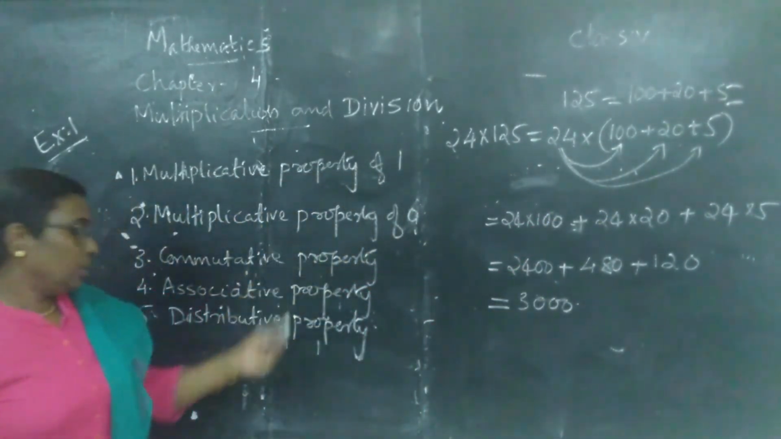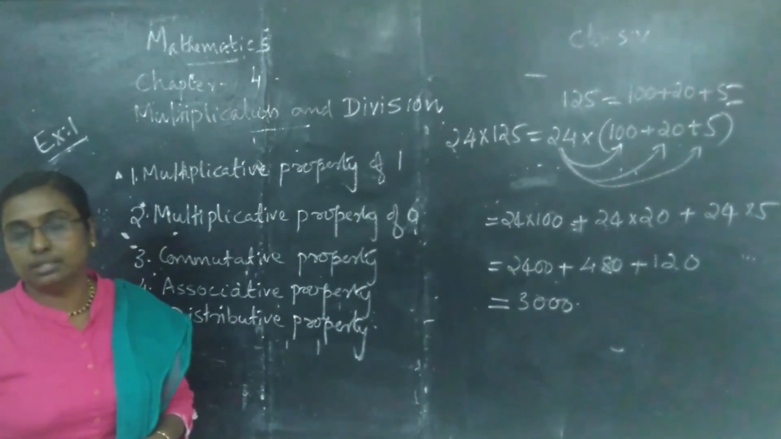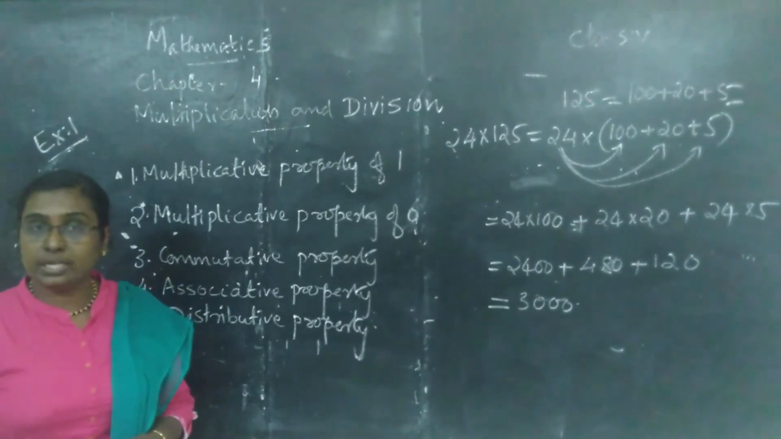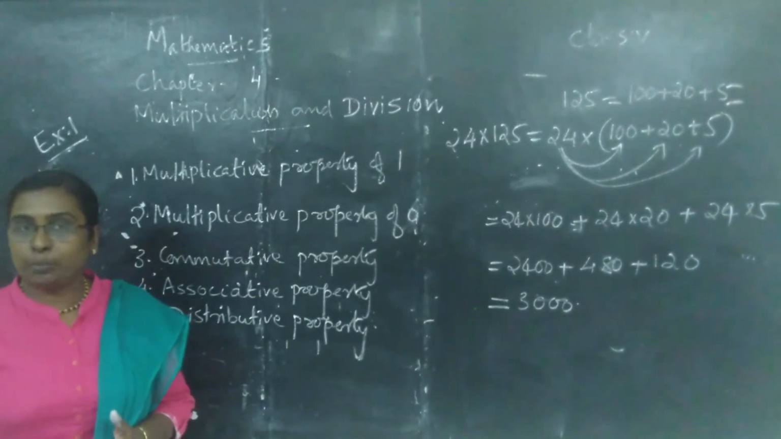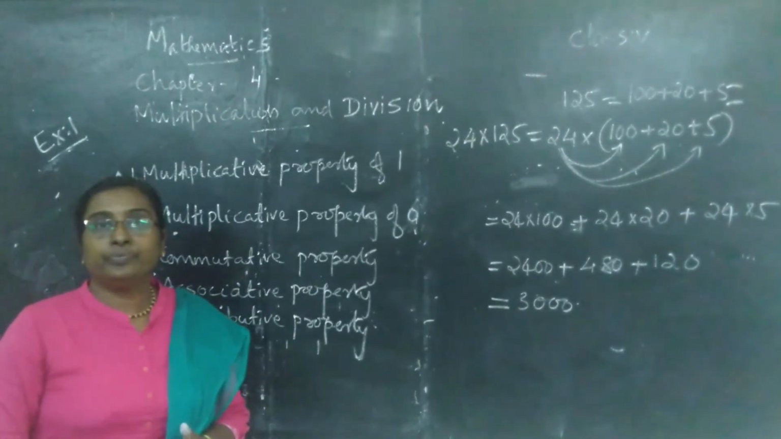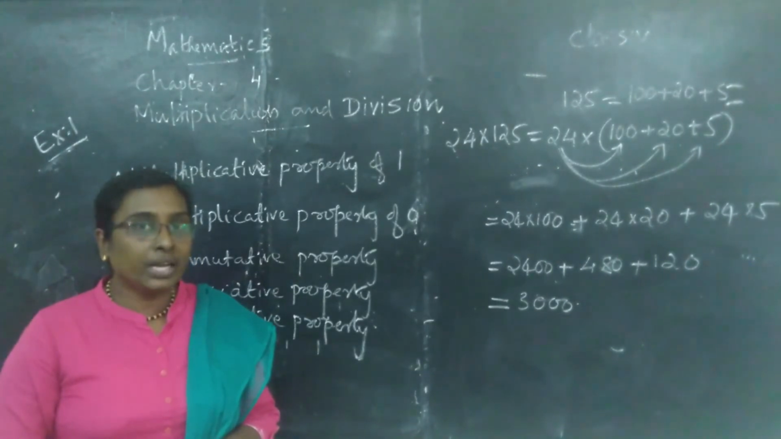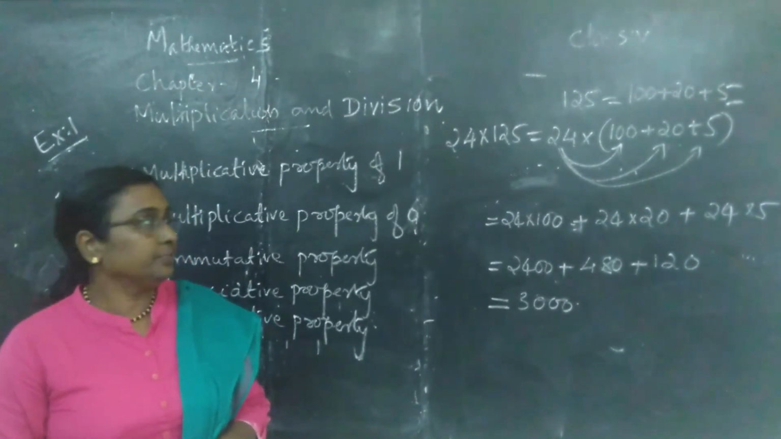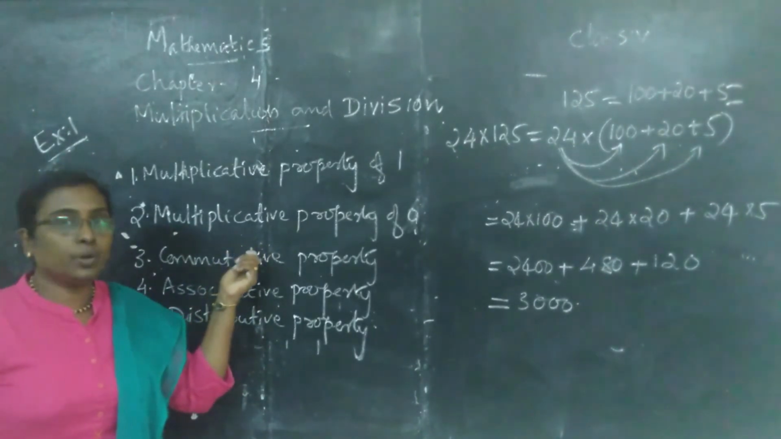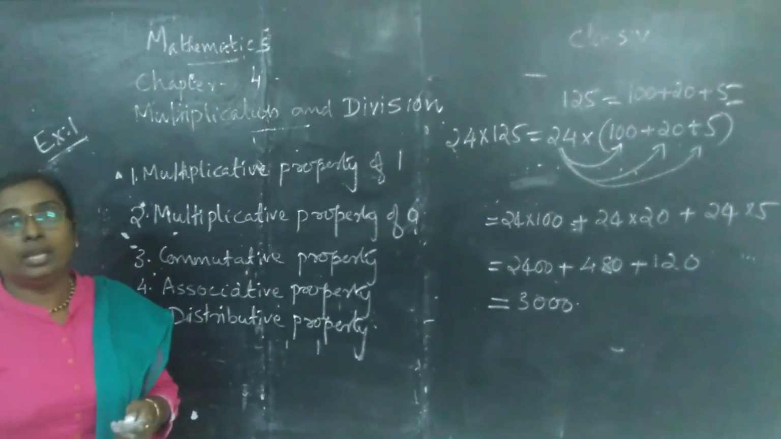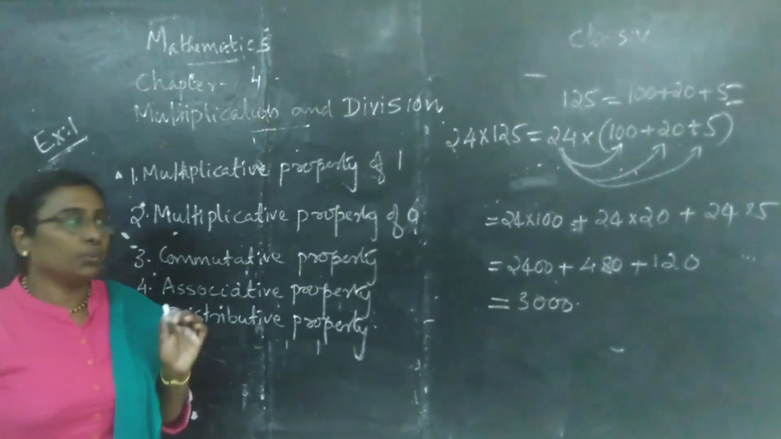Okay. So these are the 5 properties of multiplication. What are the properties? First one is the multiplicative property of 1. This property states that when a number is multiplied by 1, the product is the number itself. Second, the multiplicative property of 0. When a number is multiplied by 0, the product is 0.